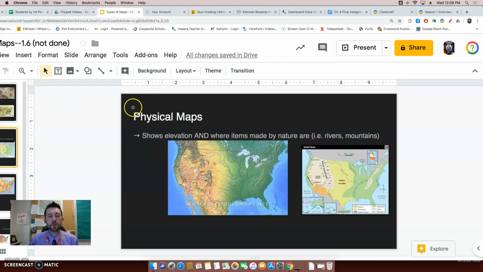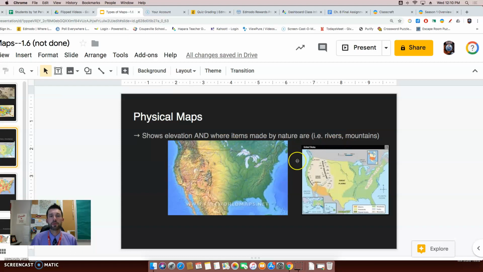And the first map we're going to talk about is a physical map. Now, you may hear Mr. Volkman throughout this year and also in the next couple years, if you're in my class, talk about a physical map. And you may be wondering, what's a physical map? Well, a physical map basically shows, first off, elevation, how high something is or how low something is. It also can show where items made by nature are located, such as rivers or mountains.